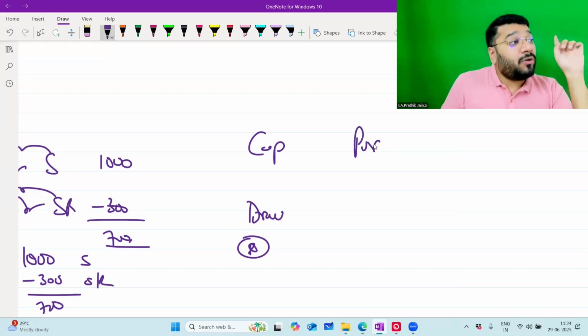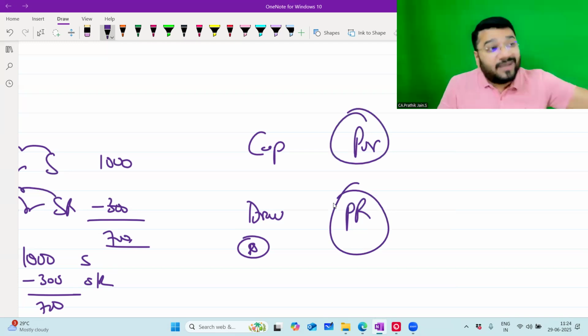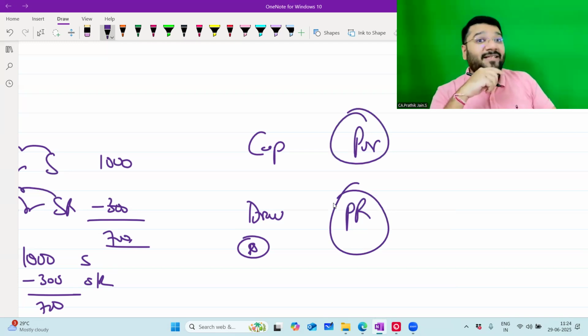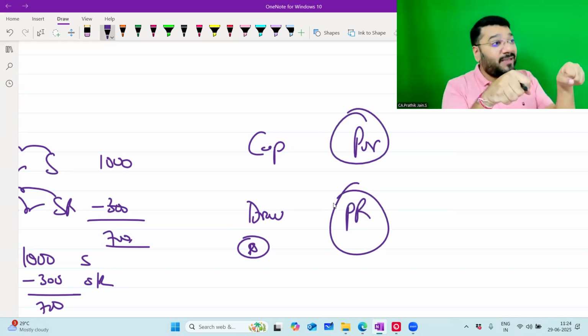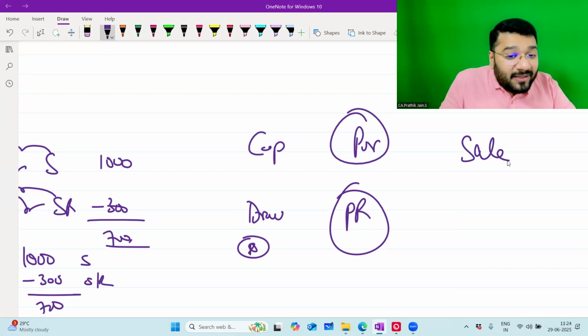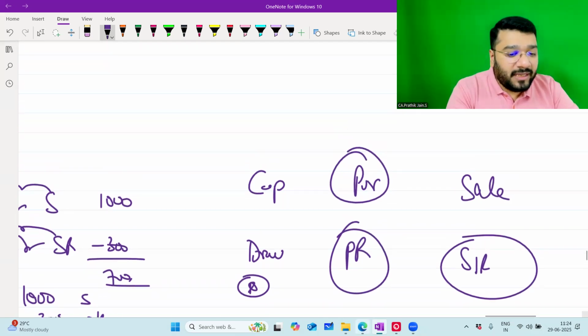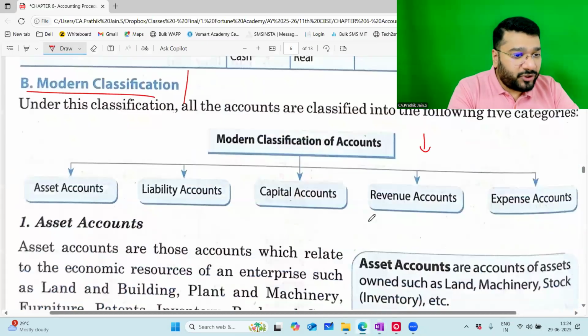Purchase will happen in purchase account. Purchase return will happen in purchase return account. Remember, we studied the meaning of purchase separately and purchase return separately, second chapter. One trolley coming inside is purchase, the same trolley going outside is purchase return. Sales happening in sales account. Sales return happening in sales return account. Everything will happen in the respective accounts. If you are clear with this, can I go to the next question?